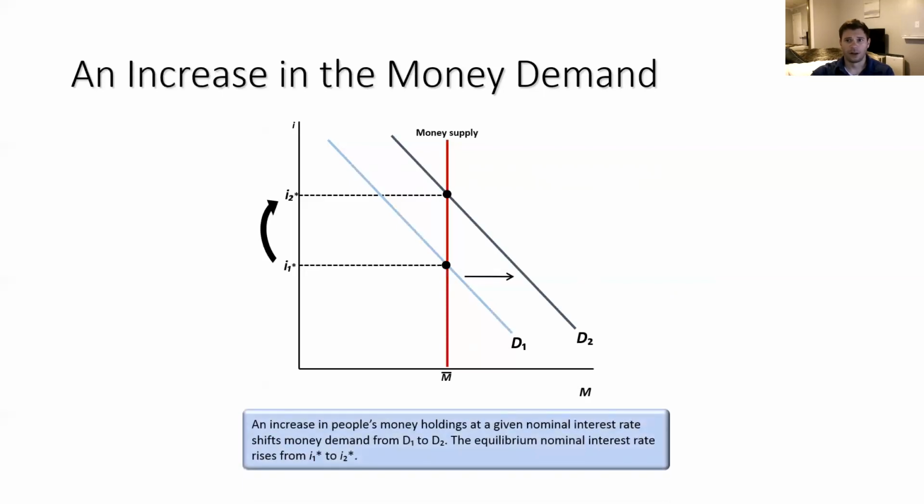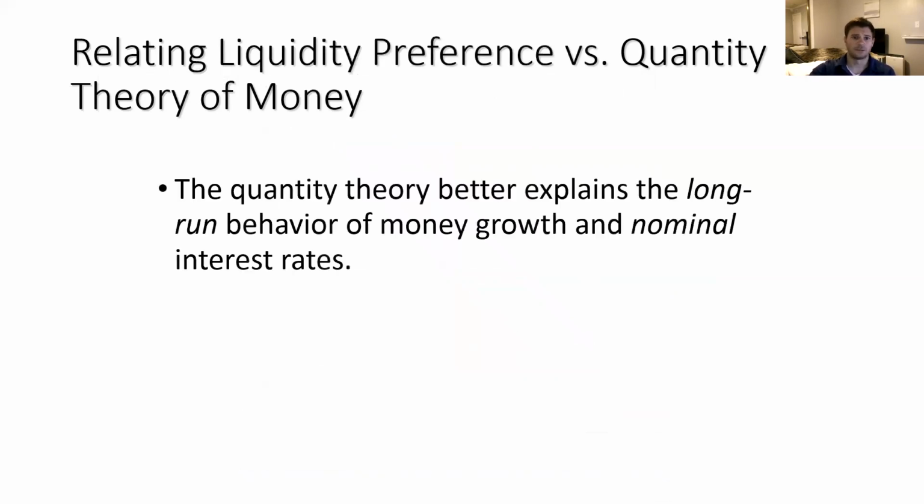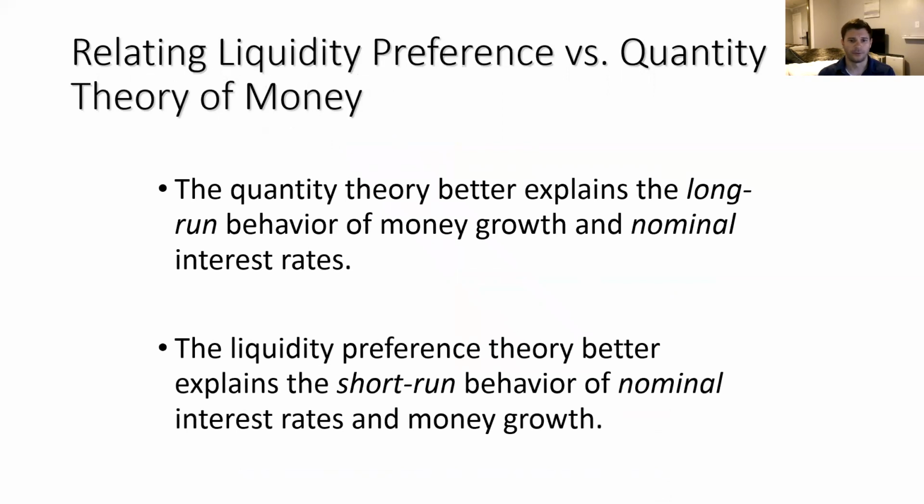All right, now, an important point of note here is to relate this model back to the quantity theory, which I've suggested gives us dramatically different predictions in terms of the behavior of money and nominal interest rates in the long run. The quantity theory does provide a better explanation of the long-run behavior of money growth and nominal interest rates when we pair it with the Fisher effect. The liquidity preference theory, on the other hand, better explains the short-run behavior of nominal interest rates and money growth.